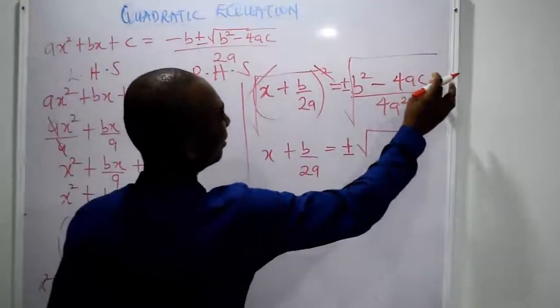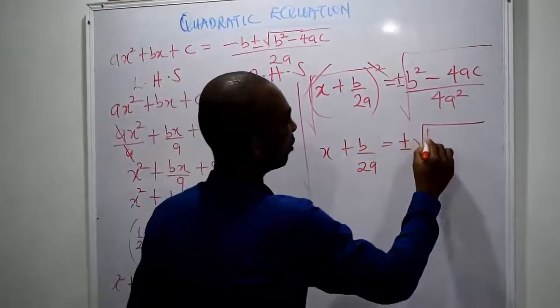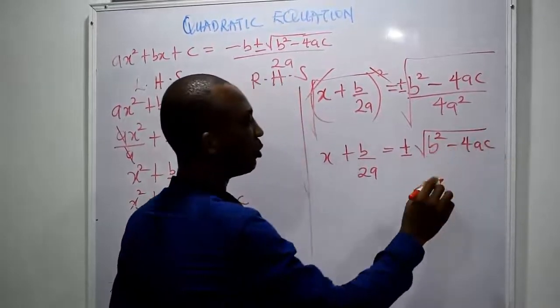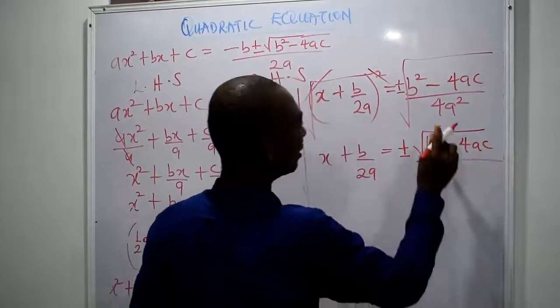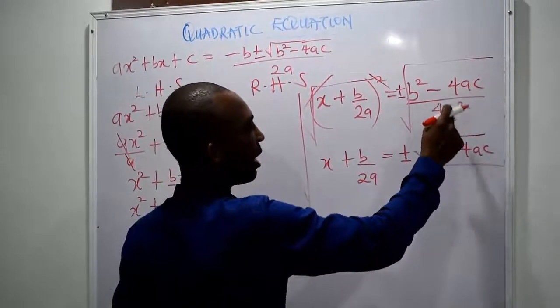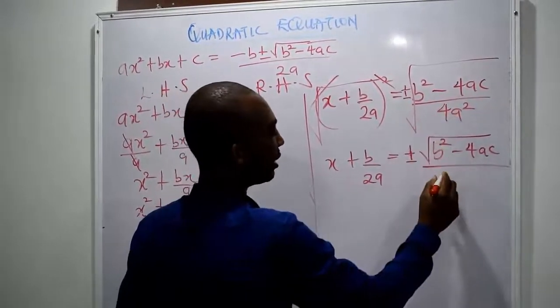When you look at this, these are irrational roots, and this becomes b squared minus 4ac. There's nothing you can do to this. Under this, the square root of 4a squared, the square root of 4 is 2.